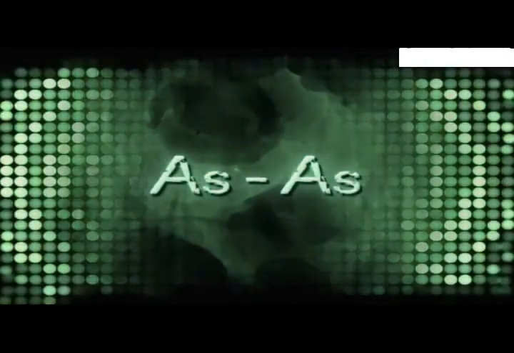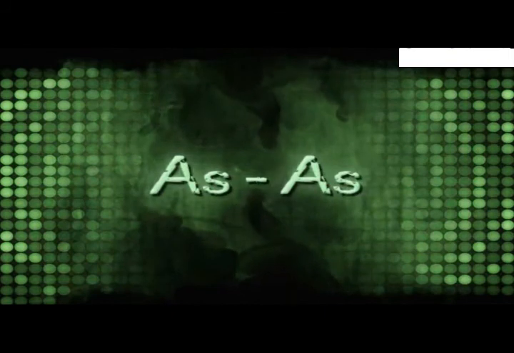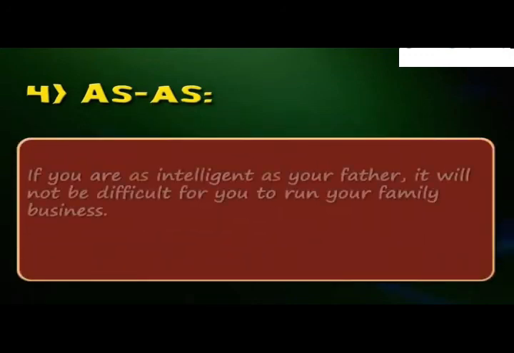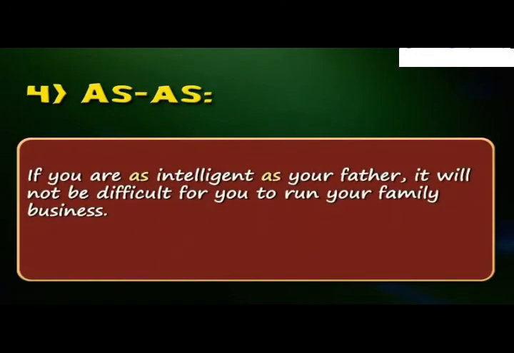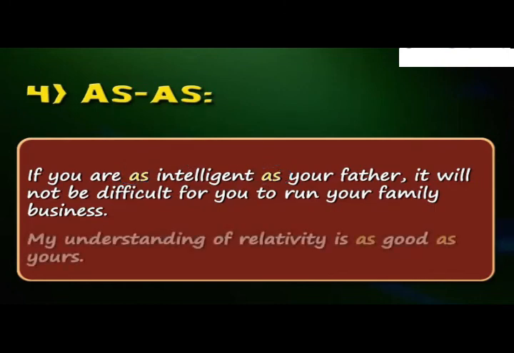Now let us learn about use of correlative conjunction as. 4. As. A. If you are as intelligent as your father, it will not be difficult for you to run your family business. Here, as is used as correlative conjunction, as boy's intelligence and father's is given same importance in the sentence.